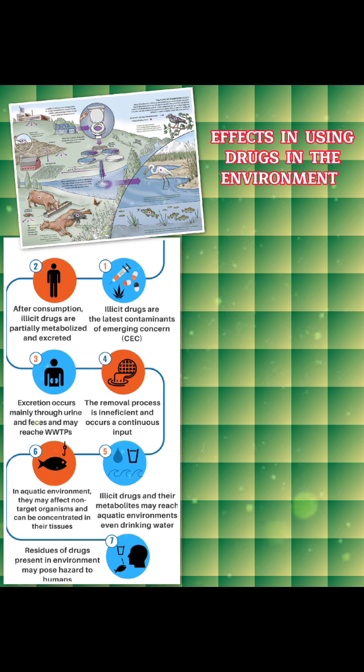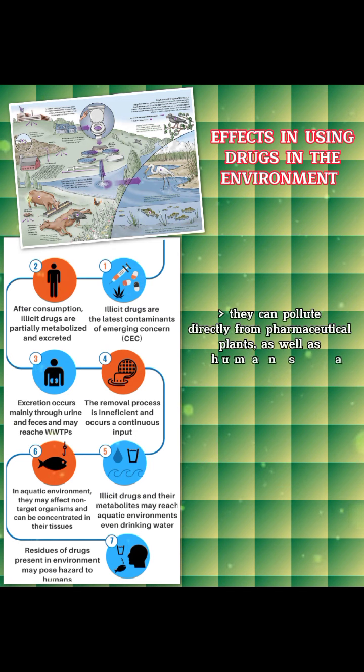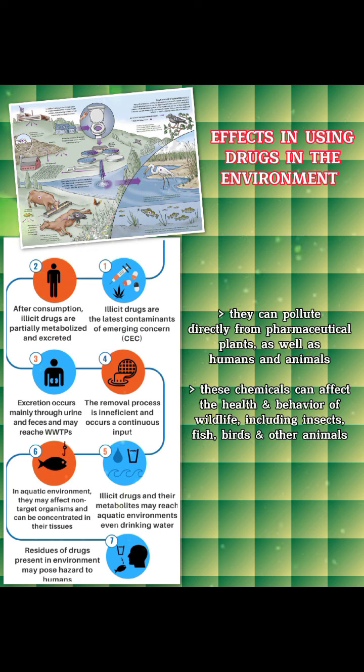In aquatic environment, they may affect non-target organisms and can be concentrated in their tissues. Illicit drugs and their metabolites may reach aquatic environments, even drinking water. Residues of drugs present in environment may pose hazard to humans. They can pollute directly from pharmaceutical plants, as well as humans and animals. These chemicals can affect the health and behavior of wildlife, including insects, fish, birds, and other animals, as they make their way into terrestrial and aquatic environments.